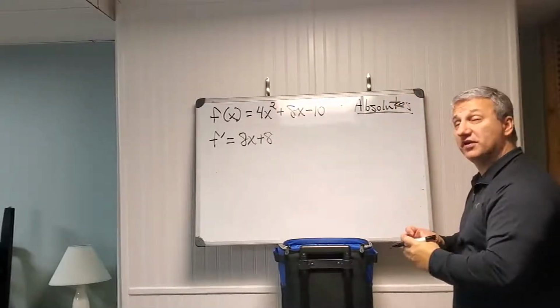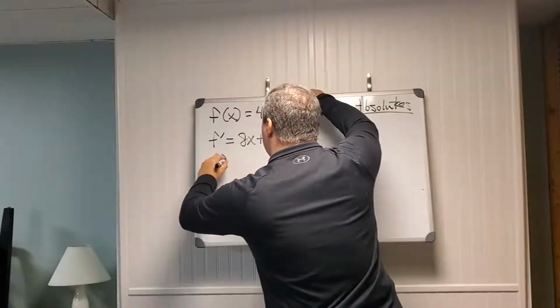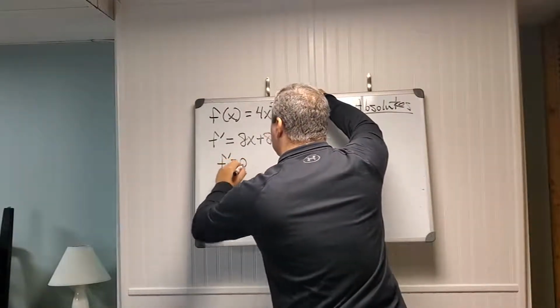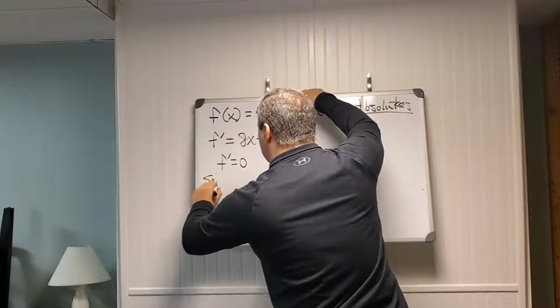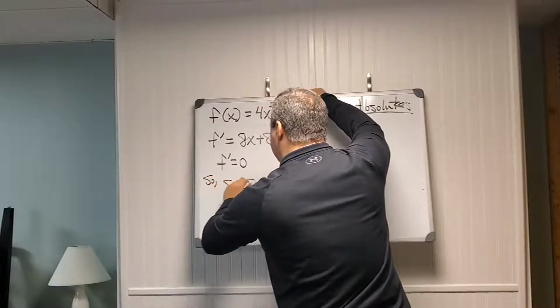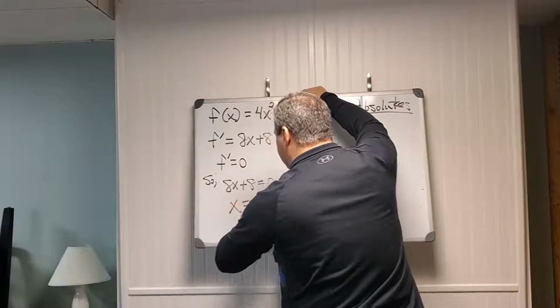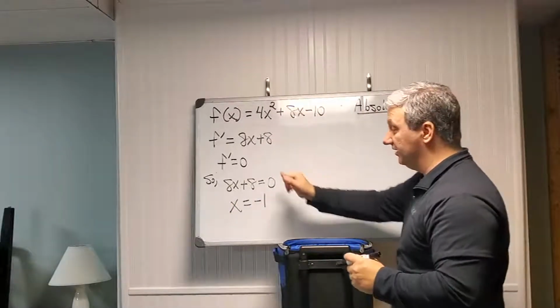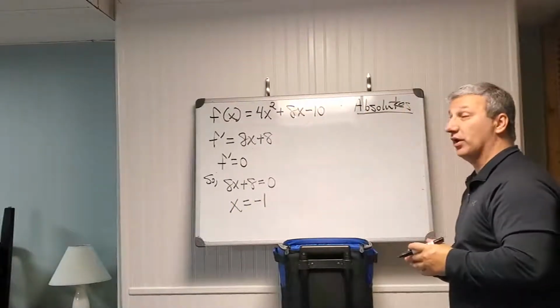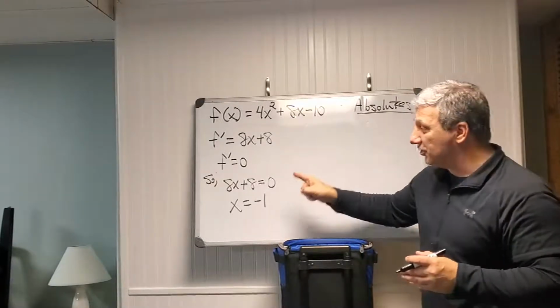We take our derivative and set it equal to 0. F prime is equal to 0. That means we're taking 8x plus 8 equal to 0. When you solve that, you subtract the 8, divide by the 8, and you get x is negative 1. This is our potential max or min.